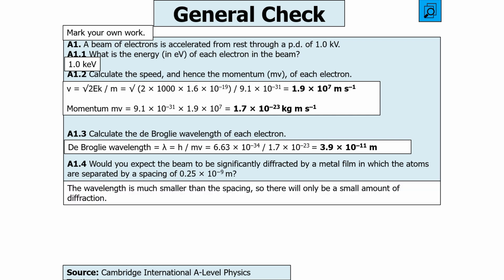Now that tells you that that's much smaller than 0.25 times 10 to the minus 9 meters. It's out by about a factor of 10, so therefore it's much smaller than the spacing, so there'll only be a small amount of diffraction.